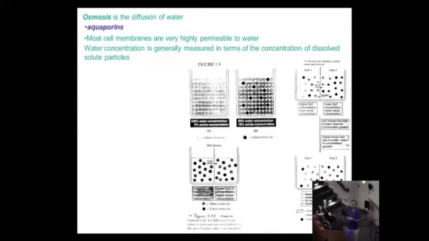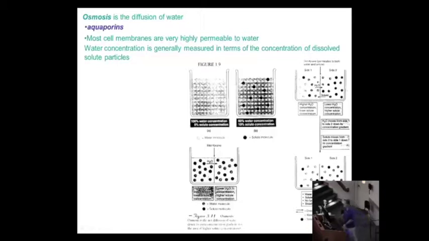You pretty much have to have the same concentration of water on both sides of the membrane, okay? You can't have water diffusing across the membrane. So water concentration is generally measured in terms of dissolved solute particles, okay? So here I have two beakers with 1 liter of water, and the light-colored molecules are water, and the black molecules are space-eating solutes, okay?